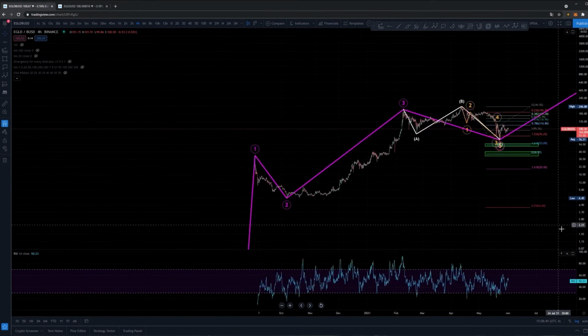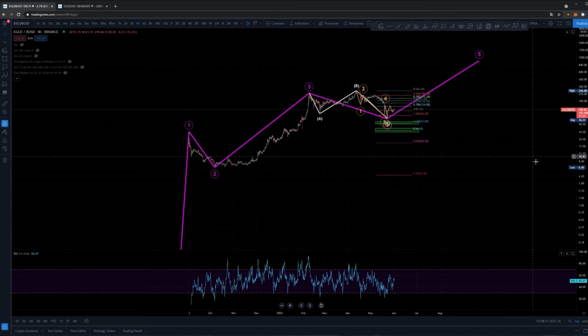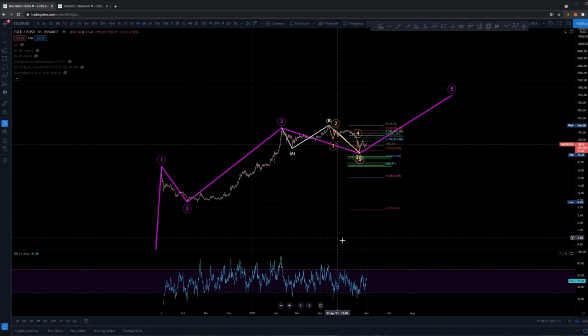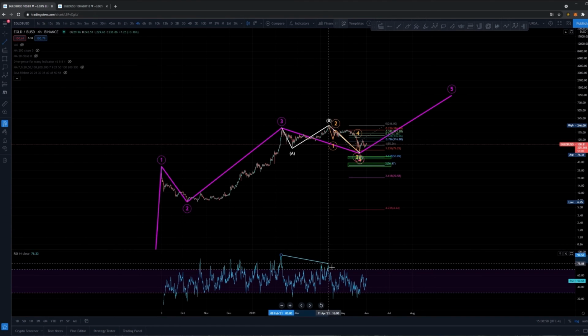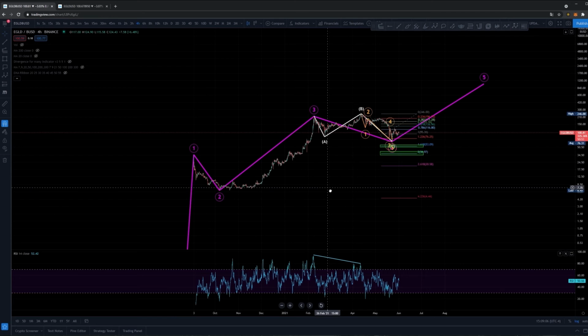This is the count that I have for Elliott Wave, and as you know, I caught almost 1.5 months ago this huge bearish divergence here. It was a bearish call for me that I provided to everyone who listened.